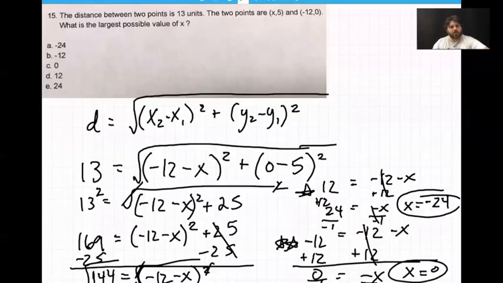The question says, what's the largest possible value? So I remember that negatives are always smaller than 0. So actually 0 is bigger. It is the largest value of x that we can find.